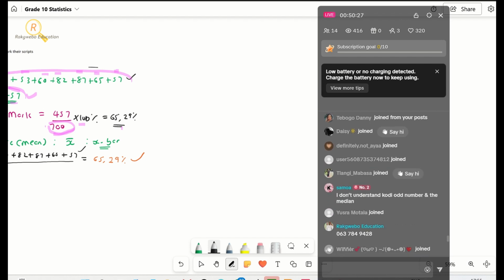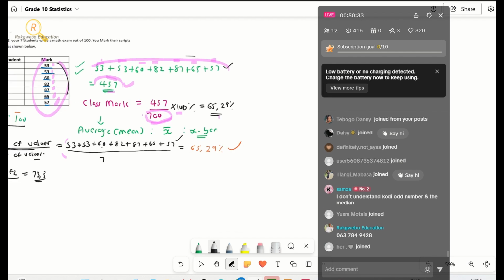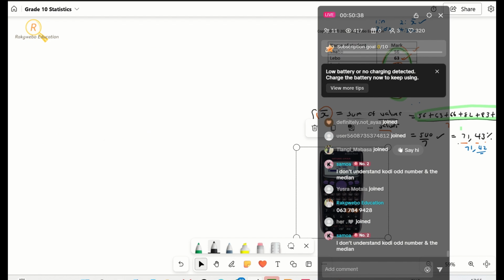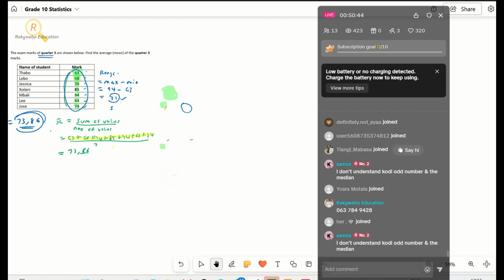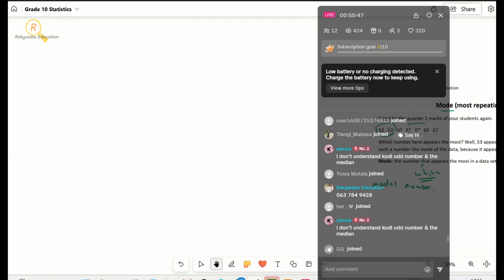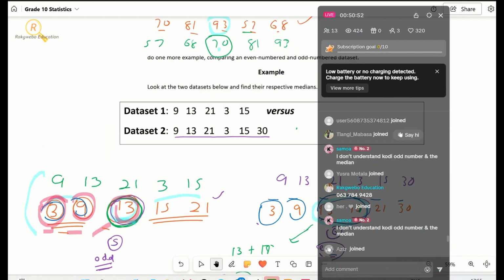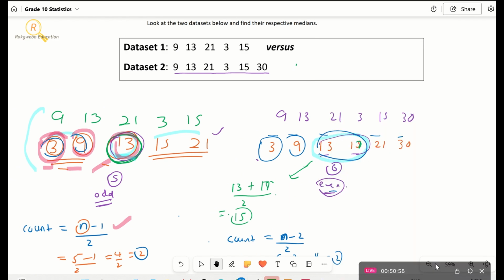So someone says I don't understand the odd number and the median. The median of a data set is just the middle value, the value that's in the middle of a data set. I'm just going to summarize this some more. I'm going to use the one at the end there. The median of a list of numbers is just the number that's in the middle, right? So if you have this data set or a list of numbers, let's look at this first list, you're looking for the middle value.